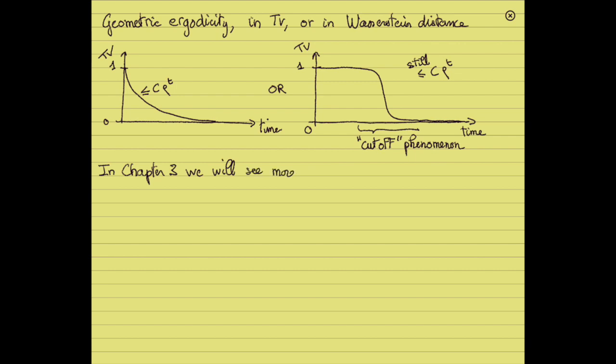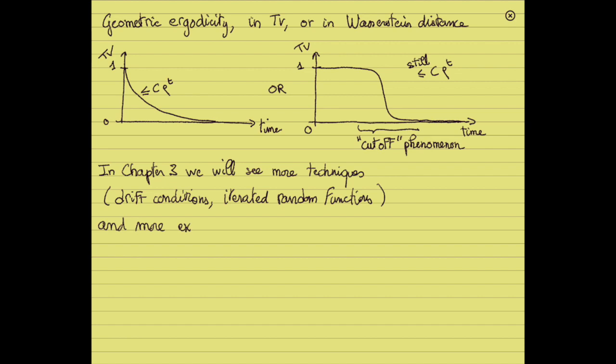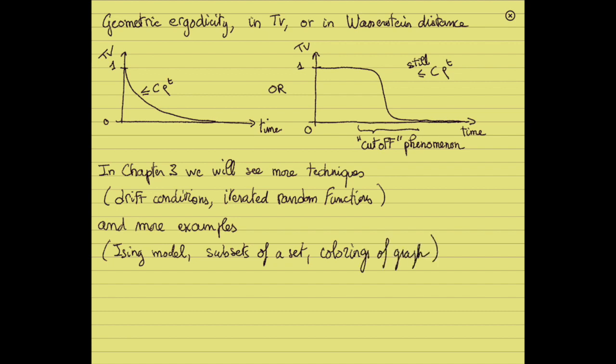So to obtain those bounds, we'll see more techniques of general interest, such as drift conditions and iterated random functions. And the point of those techniques is to be able to tackle more realistic settings than simply the autoregressive process. Perhaps it'd be nice if we can include some Metropolis-Hastings chains or some Gibbs samplers. And so we'll look in particular at some examples like Ising models, how to sample uniformly subsets of a set, or colorings of graphs. Those are classical examples in the study of Markov chains, in particular in the applied probability and combinatorial literature.